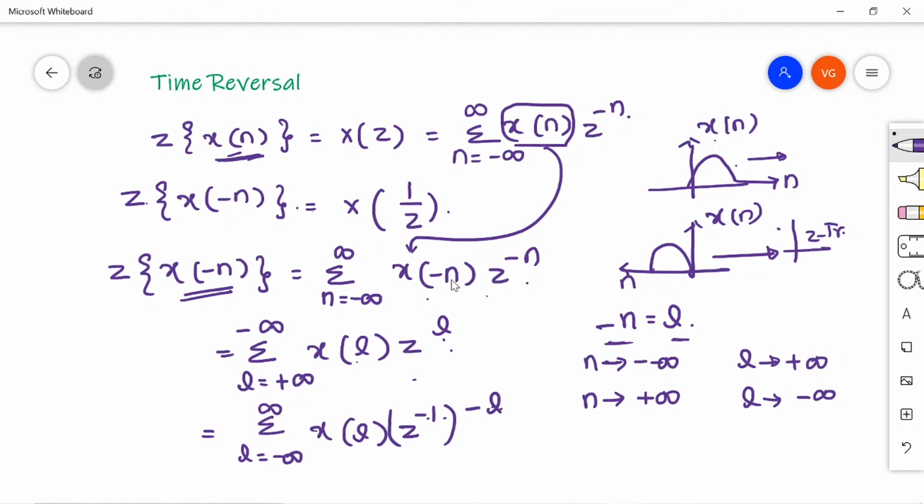Now see again, this is in the basic definition form. L is running from minus infinity to infinity, x of L, z power minus L. But instead of z power minus L, I have z power minus 1 whole power minus L. So this is nothing but now X of z power minus 1. If you have z here, I would have written it as X of z. But I have z inverse, so I am writing X of z inverse, which is nothing but X of 1 by z here. So this is the z domain conversion of time reversed signal x of n.